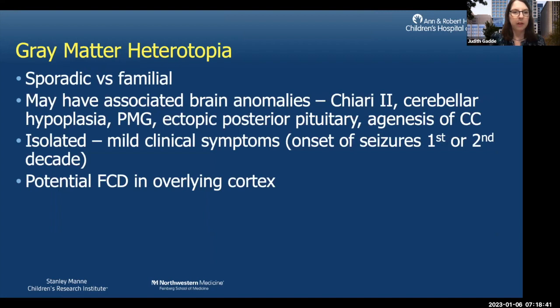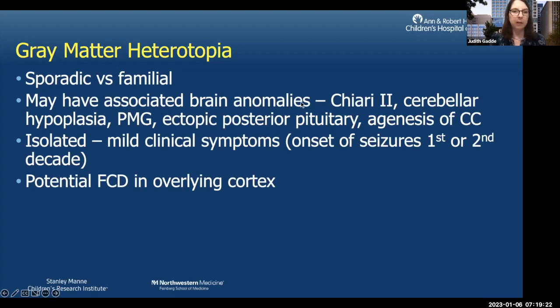So gray matter heterotopia can be sporadic or familial. And like a lot of the things that I'm going to be covering today, they can be associated with other brain anomalies. So as we say in radiology, try not to have satisfaction of search, meaning don't just find the gray matter heterotopia and think that you're done looking, because there can be many other findings that the patient could have. So including Chiari 2 malformation, which we will not be covering today, cerebellar hypoplasia, PMG, which is polymicrogyria, which I will show you some examples of, ectopic posterior pituitary, or agenesis or dysgenesis of the corpus callosum.